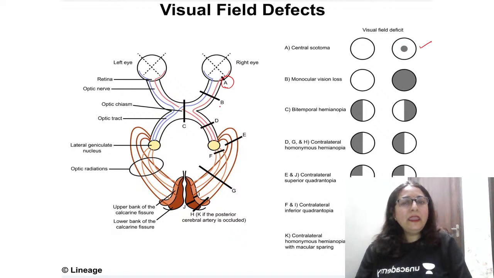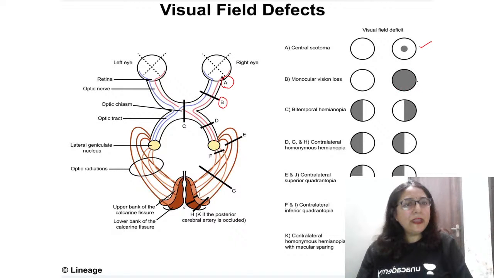If the lesion is involving the optic nerve, if the whole of the optic nerve is involved, then it will produce monocular vision loss. The vision loss will be there only on the side of the lesion, just like the macular defect, but it will depend upon the severity of the lesion.